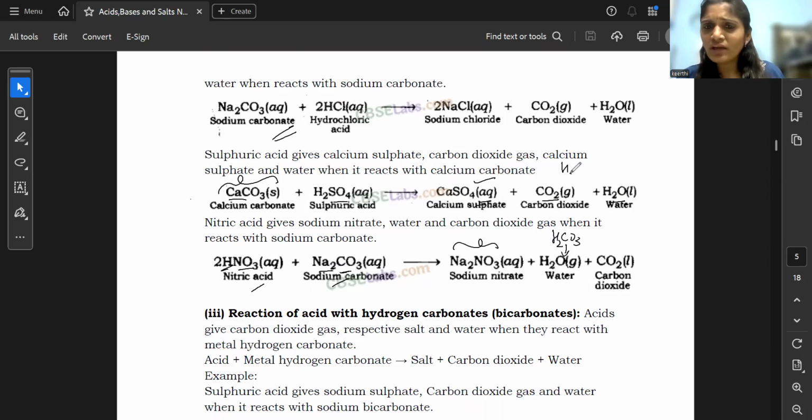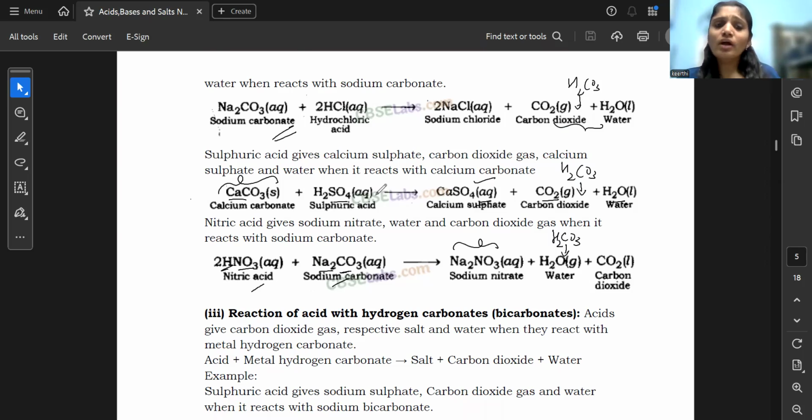The same case here. You get calcium sulfate plus carbonic acid. Carbonic acid will break down into these two. You get NaCl plus carbonic acid. It will break down into carbon dioxide and H2O. Clear with this? I hope it is clear.